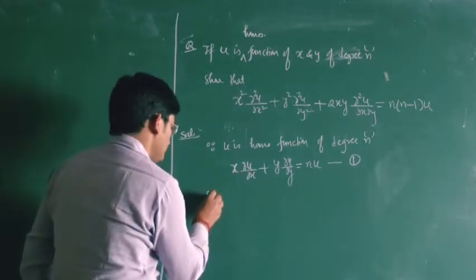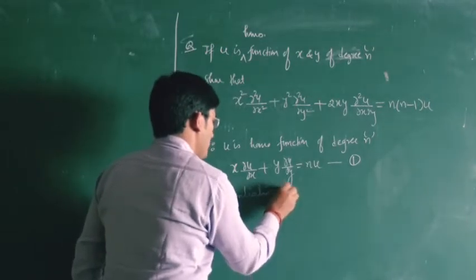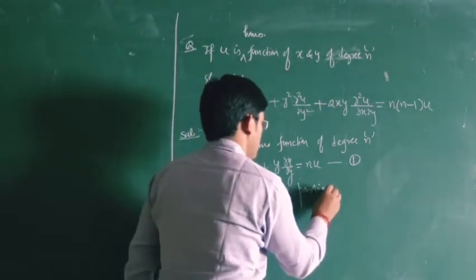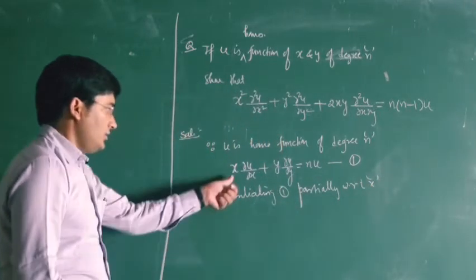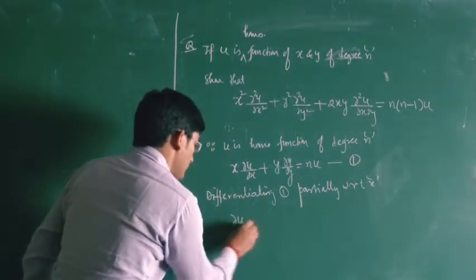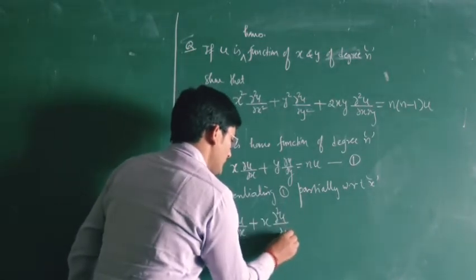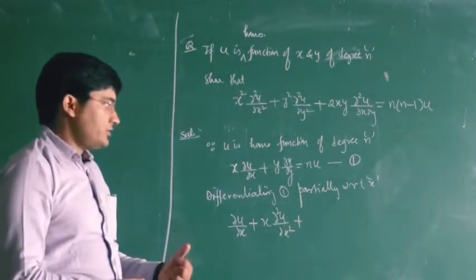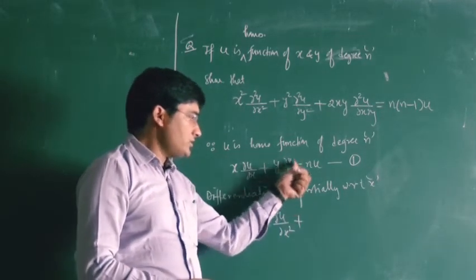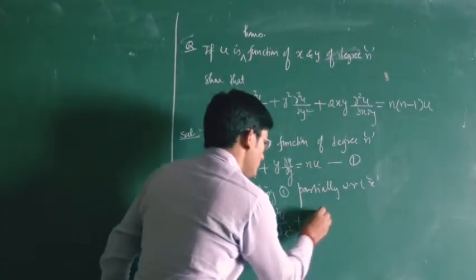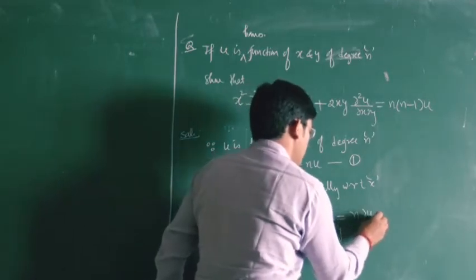So differentiating one partially with respect to x. On partial differentiation, the differentiation of x will be 1. So we have del u upon del x, then x into del 2u upon del x2. Now, as we are differentiating partially with respect to x, our y will be constant. So we will differentiate just del u upon del y. So this will be y into del 2u upon del x del y. And in the right hand side, we will have n times del u upon del x.